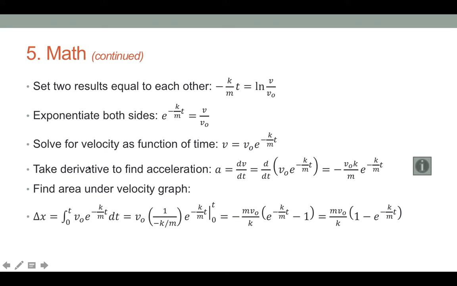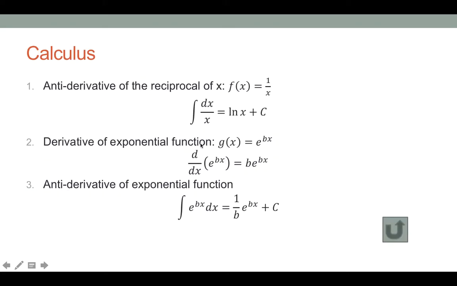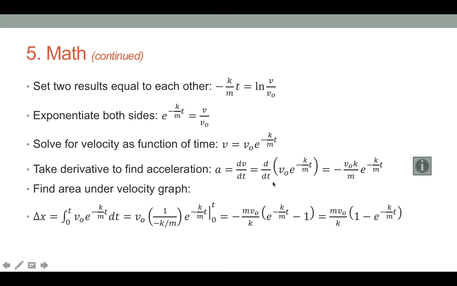We can then take the derivative to get the acceleration and find the area under this velocity graph, or integrate to get the displacement. So first, to take the derivative, we simply take the derivative of an exponential. Well, as we mentioned earlier, the derivative of an exponential is just the exponential times the constant. So here what we're going to do is simply take the derivative of this.